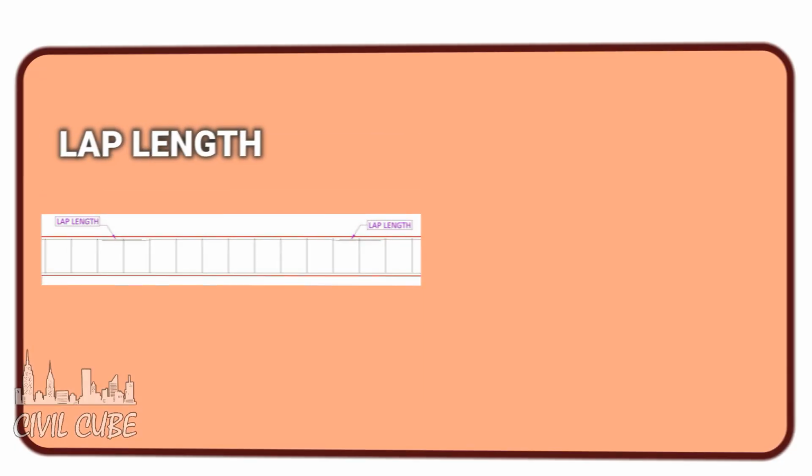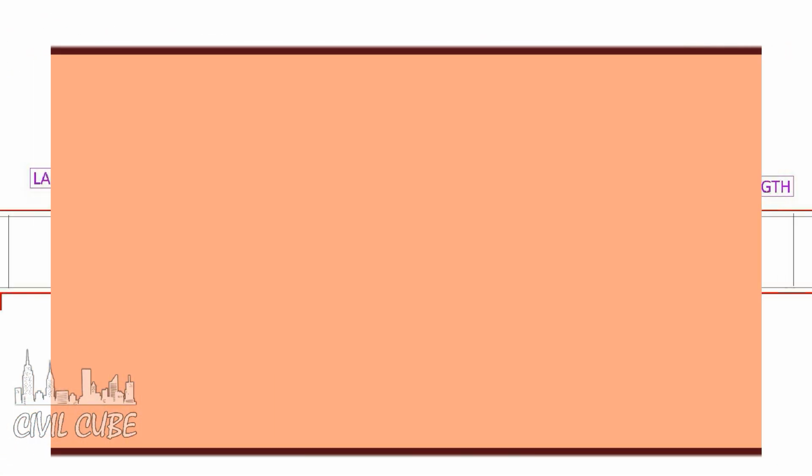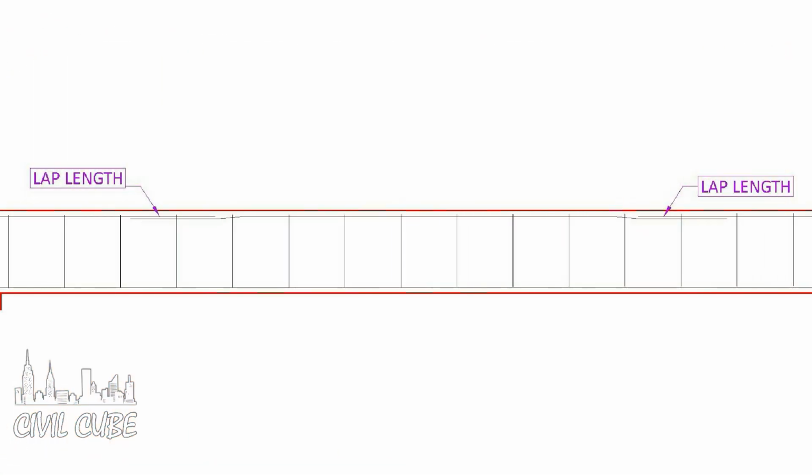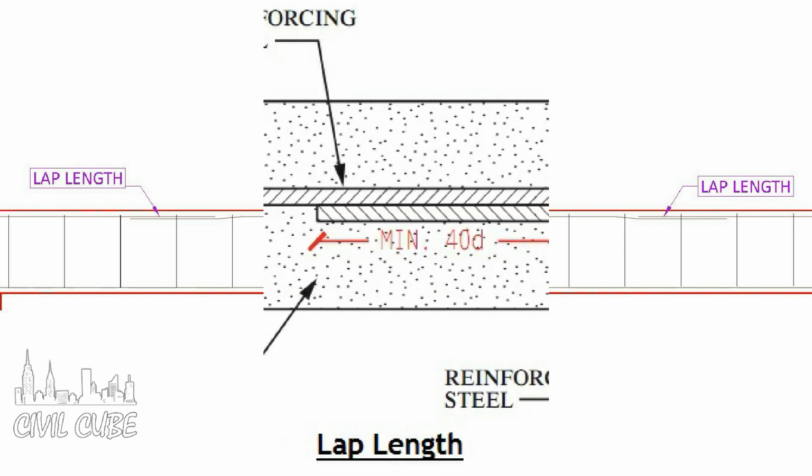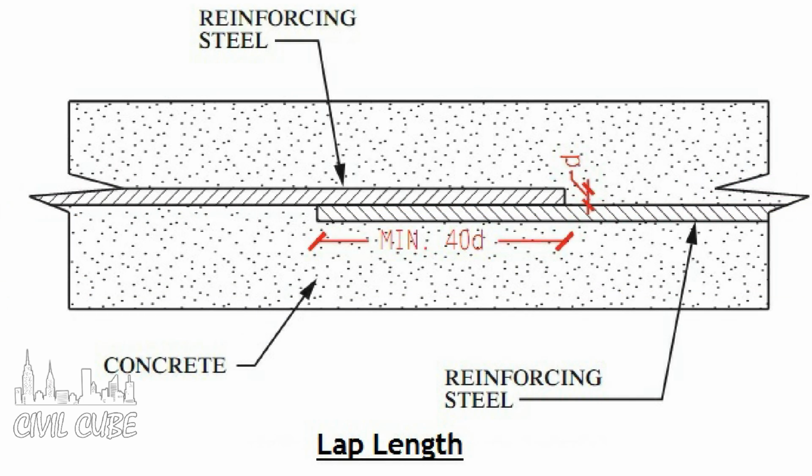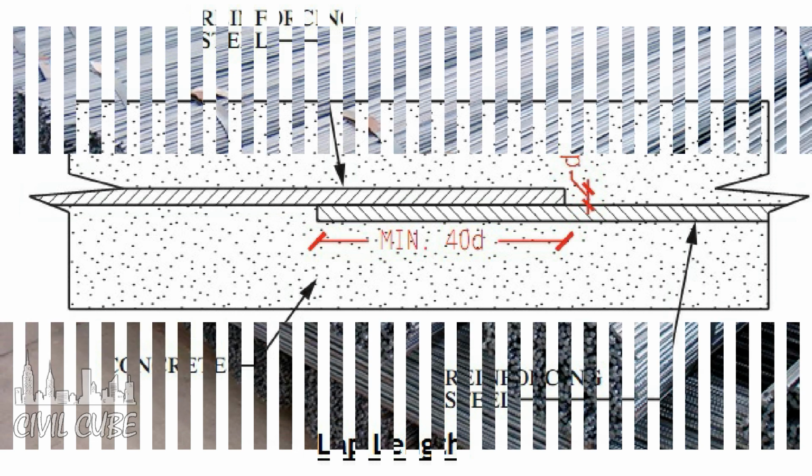I am Mohammed Said. Today we will see the difference between lap length and development length. Lap length is an extra length provided for overlapping two rebars in order to safely transfer the load from one bar to another. Why are we doing overlap?